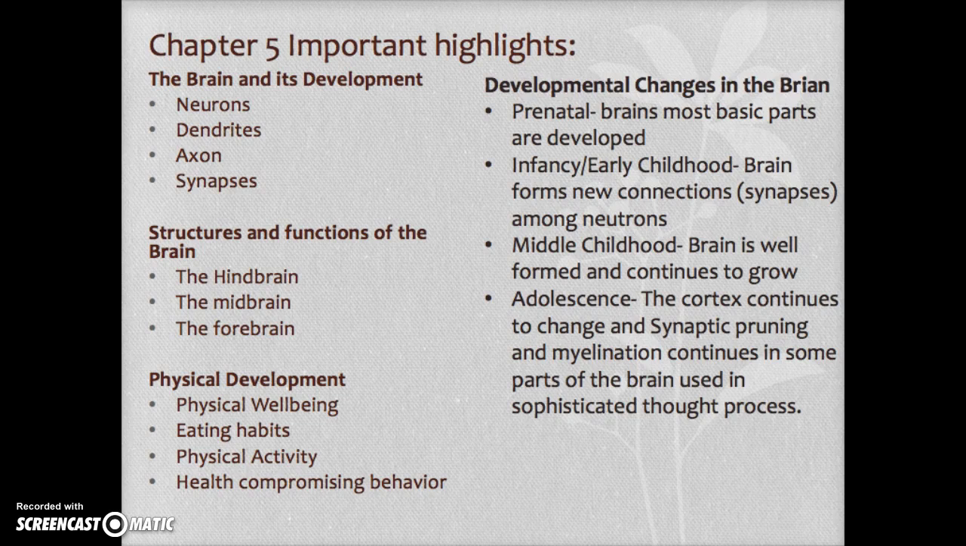So in prenatal, the brain's most basic parts are developed. In infancy and early childhood, the brain forms new connections among neurons. In middle childhood, the brain is well formed and continues to grow. In adolescence, the cortex continues to change, and synaptic pruning, and I'm not sure how you say this, myelination, continues in some parts of the brain used in sophisticated thought processes.